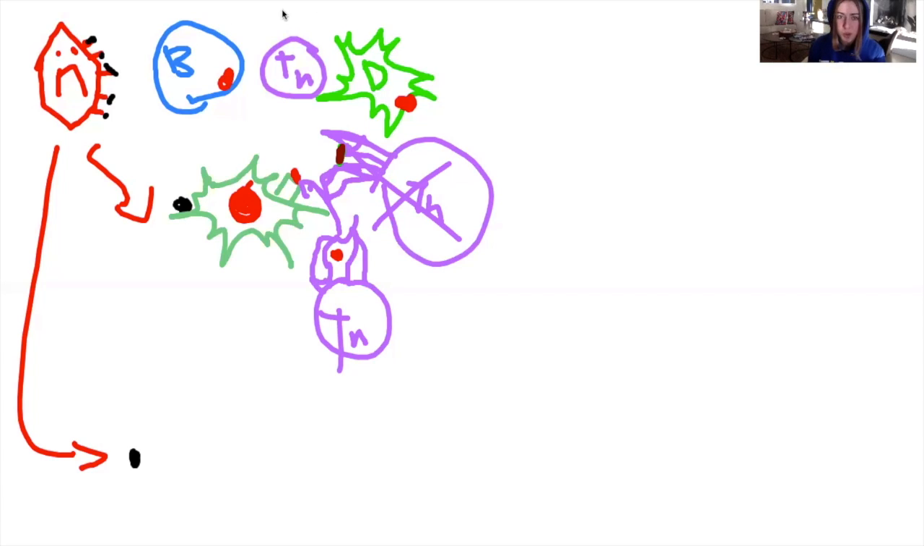Yeah, so that's where B cells come in, because B cells are here, and B cells have very specific receptors as well. Their receptors are called antibodies. Now, you may have heard about antibodies. They're my favorite part. Always love talking about antibodies.